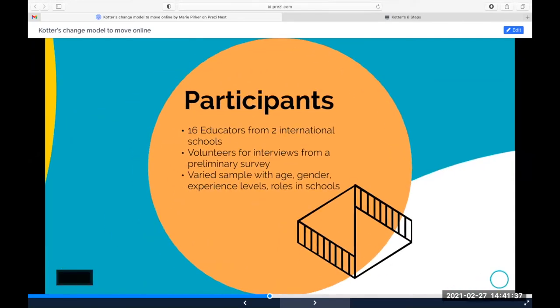Who were the participants in the end? For those interviews, it was 16 educators from 2 international schools. They came as volunteers from the preliminary survey. The most important thing for us in choosing those volunteers was that we needed a varied sample in age, gender, experience levels, and roles in schools. So in those 16 educators, we have women and men. We have people with different experience levels, quite novice teachers and quite experienced teachers. We have teachers that are younger and teachers that are older. And we also have teachers with different roles in the school, admin roles and only admin roles attached to teaching loads, and so on. That was the most important for us, to get a good overview of everything.